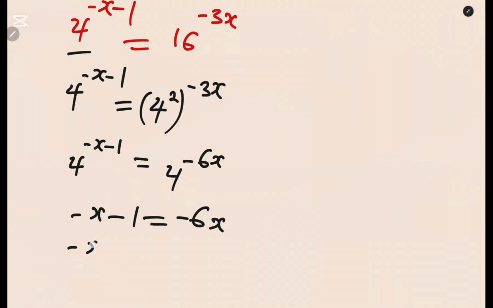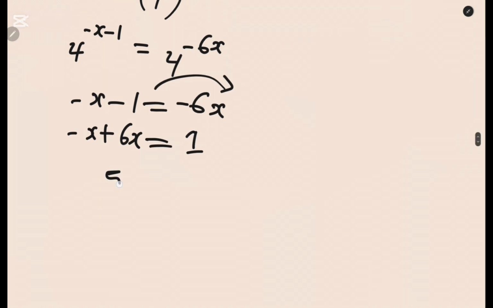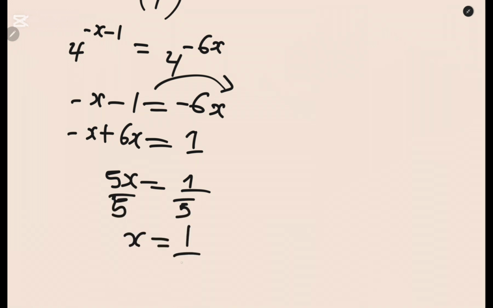So we collect the like terms. x plus 6x equals 1. So this is 5x equals 1. And of course divide by 5, divide by 5. x therefore is equal to 1 over 5.